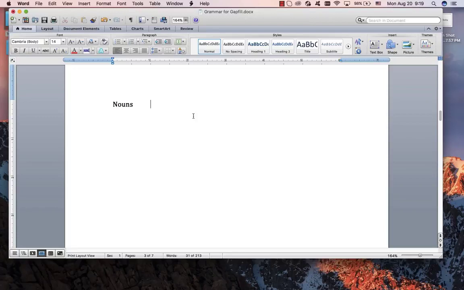Okay, so nouns can be countable or uncountable. Then, if they are countable, they can be single. That means they have no S on them, or they can be plural, and that means they have an S on them. We're really going to be looking for these ones because these ones really help us, as we will see later. Also, nouns can be uncountable, and that means that they have no S.